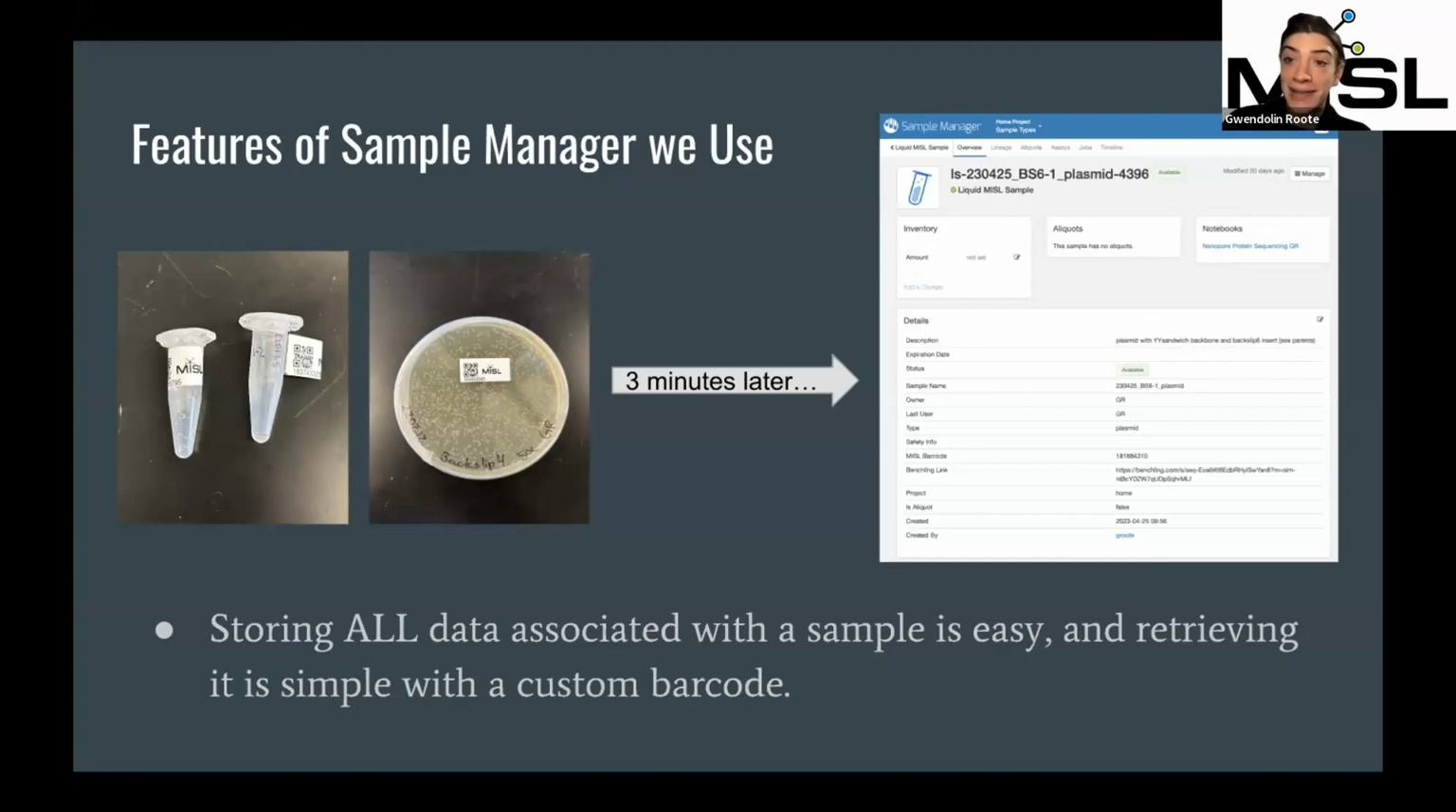And when you're adding a sample to Sample Manager, you can just put this sticker onto your tube, and then when you scan it in, all of the information for that sample will pop up, including all of the actual times that you've used that sample. So it'll link back to your lab notebook that says, I made this sample then, I was using it for this project. And that's really fantastic for me.